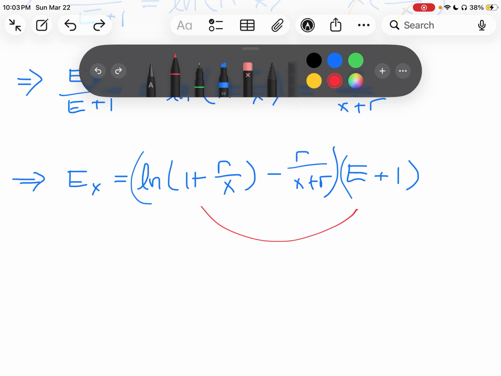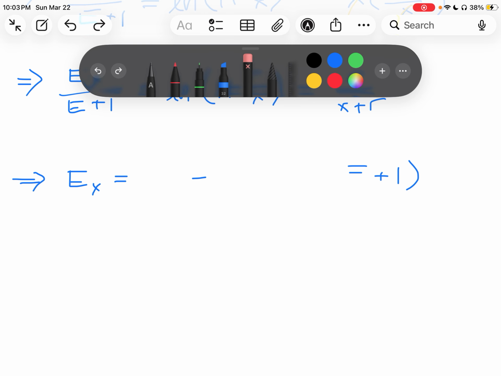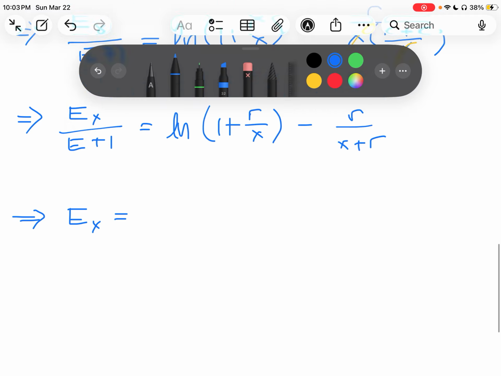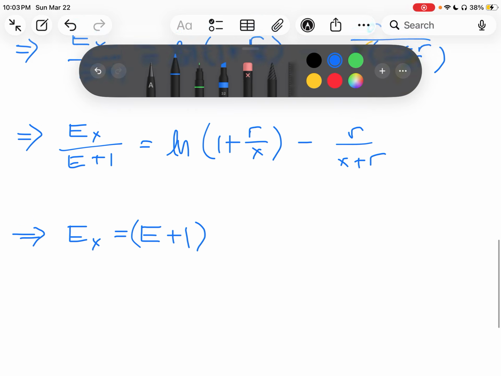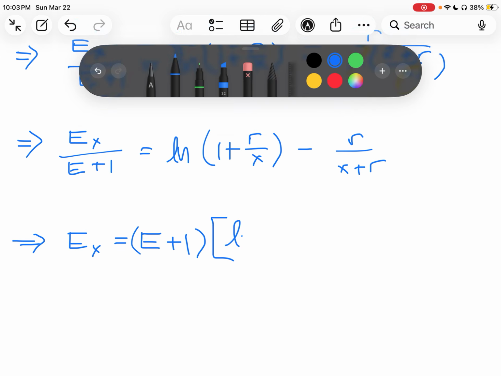That's all. I'm going to rewrite it so that it looks exactly like the answer that we want. Multiplying both sides, we have e plus 1 times ln of 1 plus r over x minus r over x plus r. That's the answer.